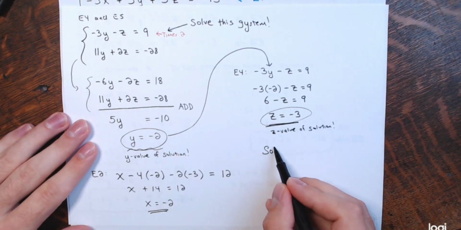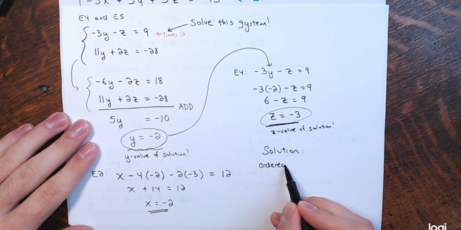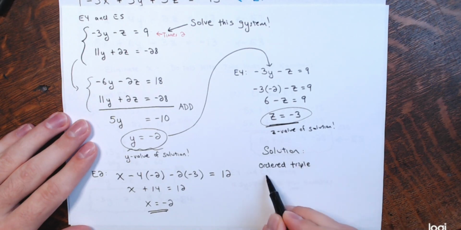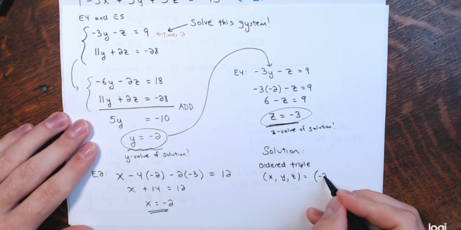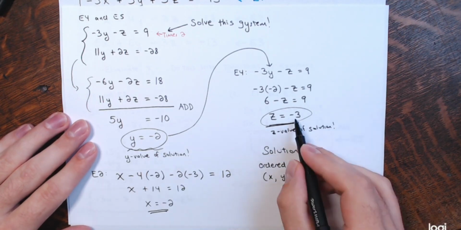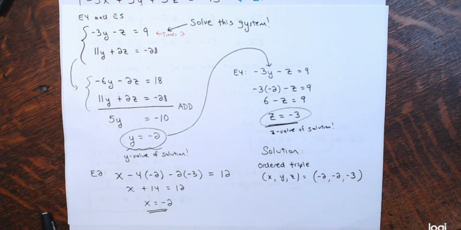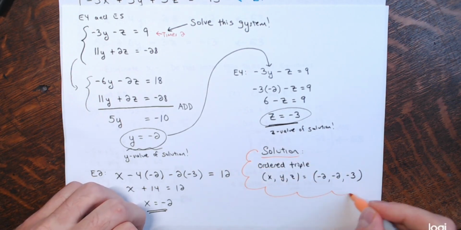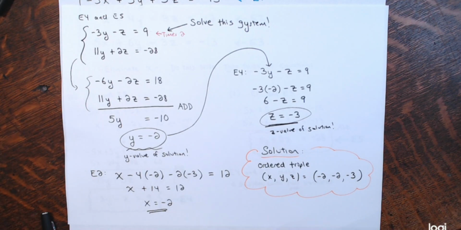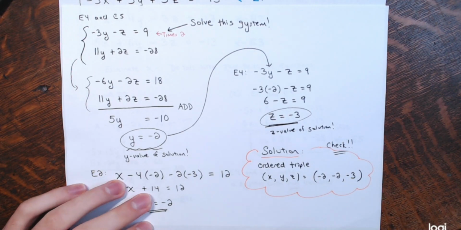Alright, so the solution of this system is going to be an ordered triple, right? There are 3 values, an x value, a y value, and a z value. The x coordinate we saw was -2, comma, the y coordinate also -2, comma, and the z value for the solution -3. And I'll put this in a little circle. This is the solution of the system. Now don't forget to check your solution.